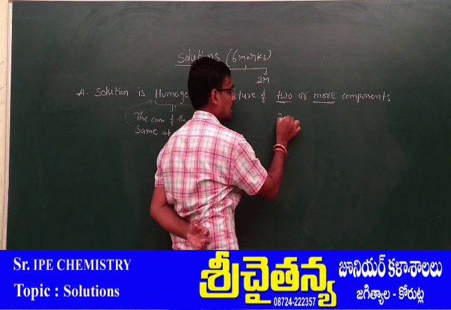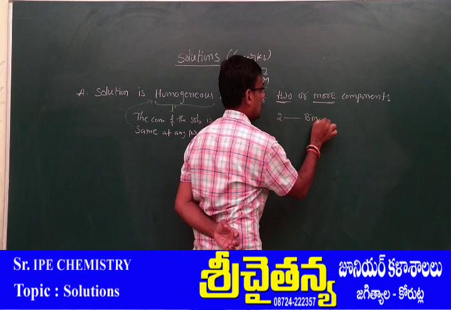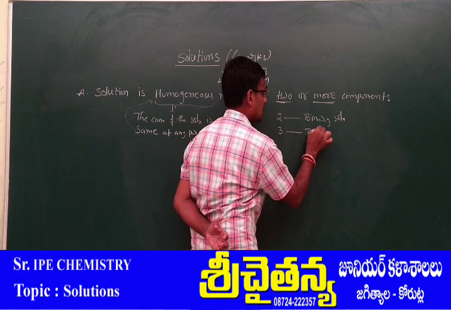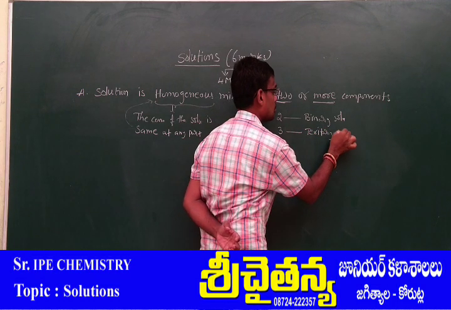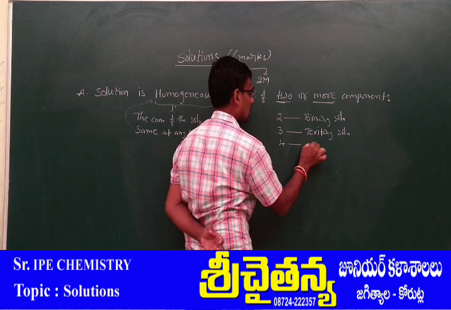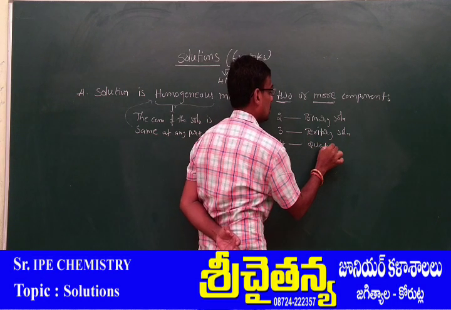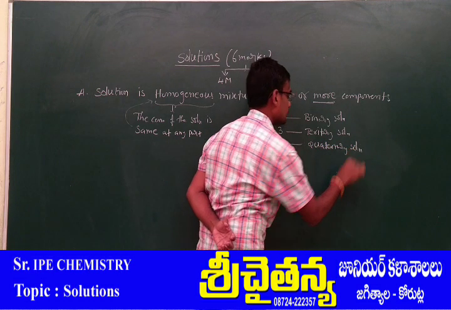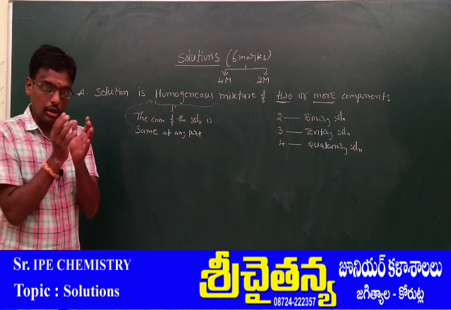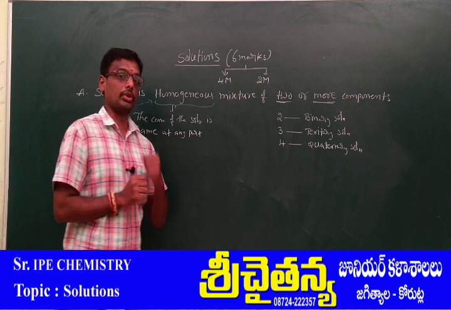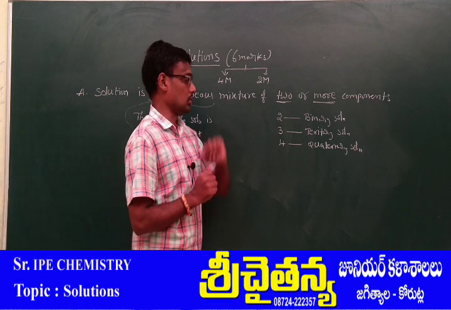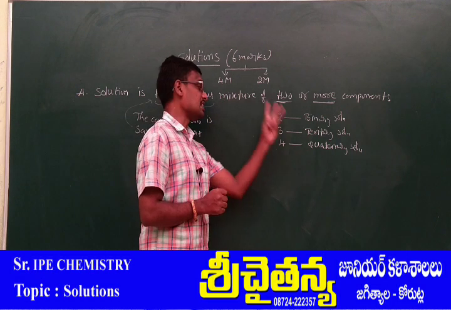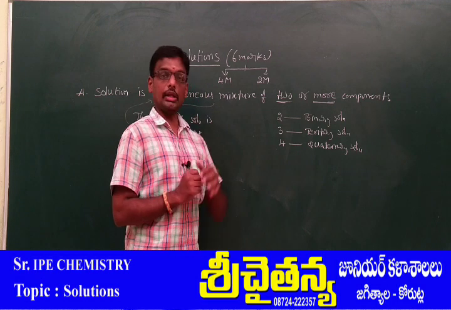If it has two components, they are called binary solutions. If it has three components, they are called tertiary solutions. If it has four components, they are called quaternary solutions. So the number of components decides it: two components, binary solutions; three components, tertiary solutions; four components, quaternary solutions.